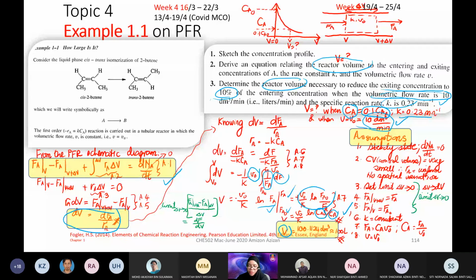Let us read. Determine the reactor volume necessary to reduce the exiting concentration to 10% of the entering concentration when the volumetric flow rate. Okay, so we have this ln CA naught over CA, right? Let me see.